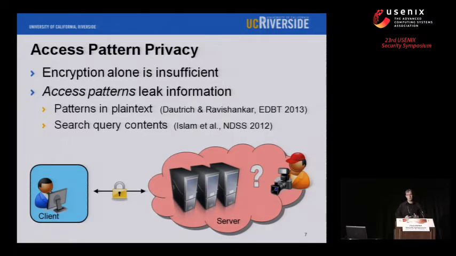So the basic approach here would be to encrypt the data before storing it to the server. But encryption alone is insufficient to protect privacy of the data, as we can see from some existing attacks in the literature where access patterns, or the sequence of accesses to the encrypted data, were enough to leak information about the ordering of the encrypted records based on their plain text values, or in some cases, the contents of search queries over encrypted email.